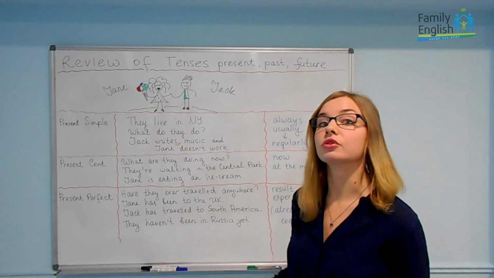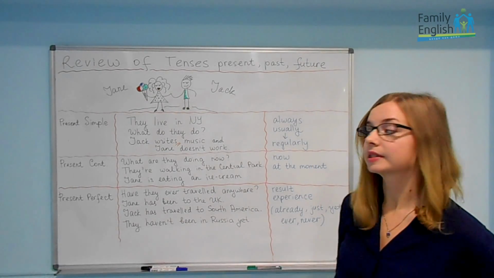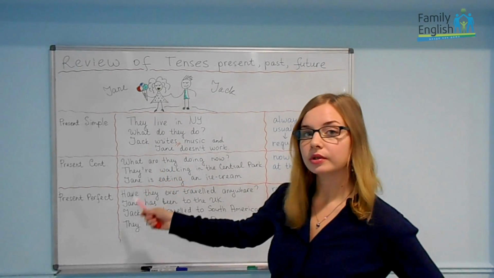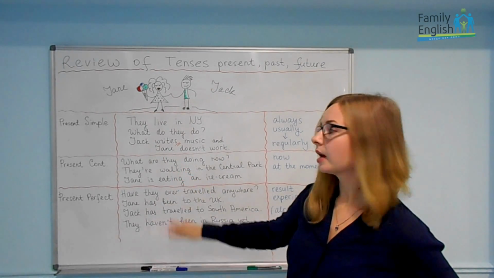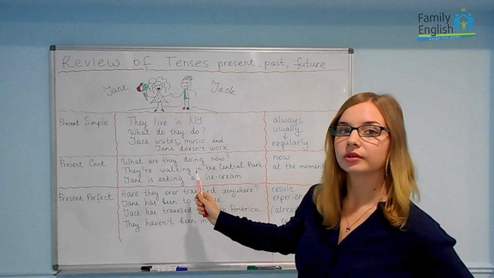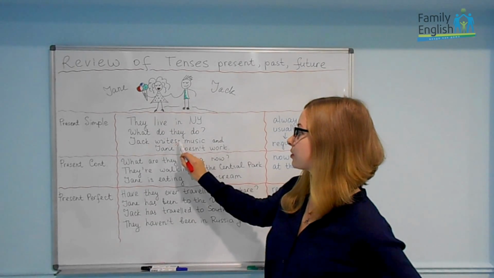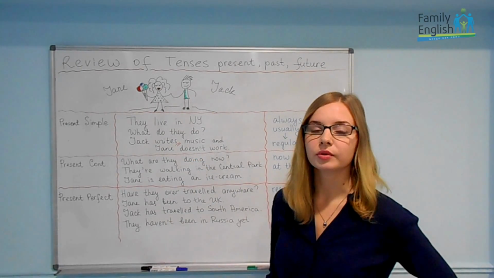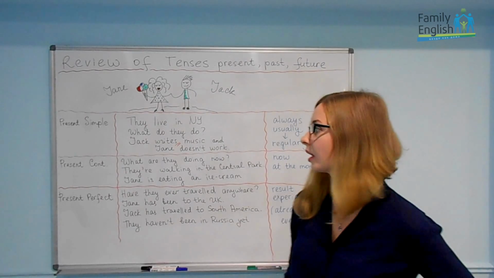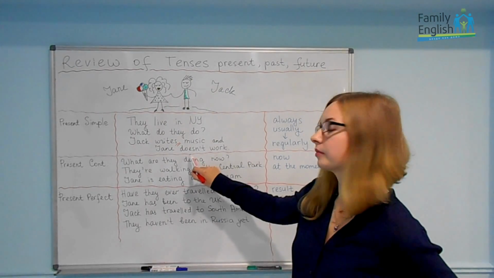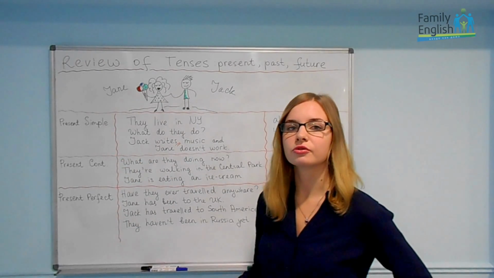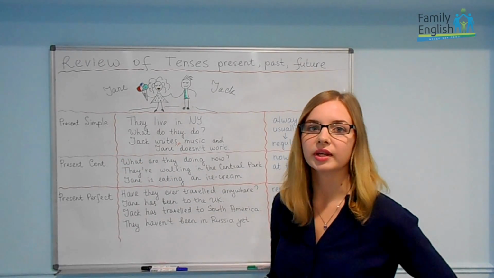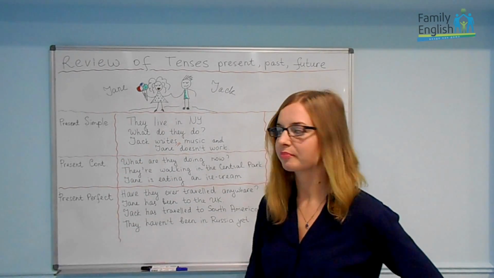They live in New York. They are Americans. So what do they do in New York? Jack writes music and Jane doesn't work. Don't forget to put s ending with he, she or it. And auxiliaries. Yes, we need auxiliaries in this tense. Don't and doesn't for negatives and questions.